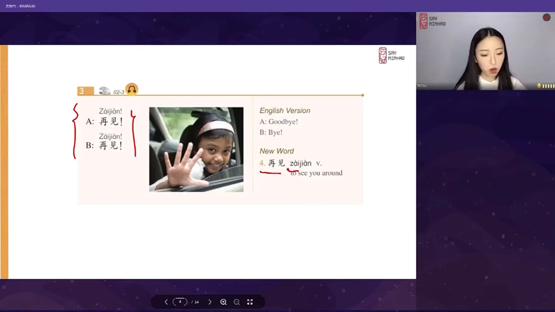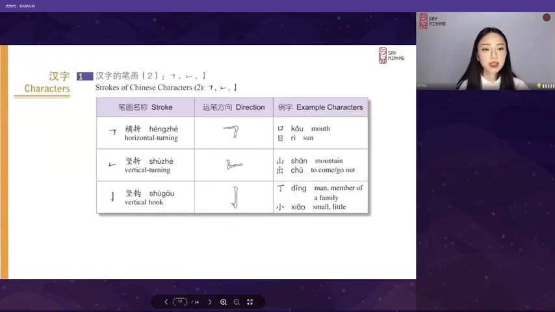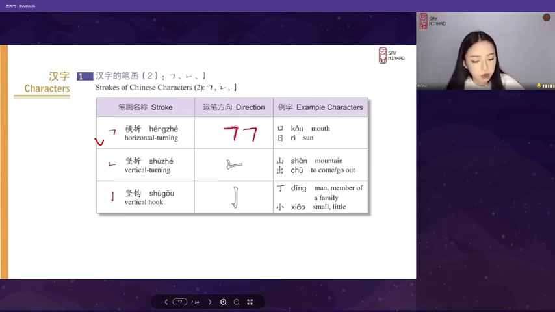Now let's move on to our new part, which is Chinese characters and strokes. Now we can see there are three new strokes for today. The first one is 横折, which means horizontal turning, this one. And the direction of writing it, writing 横折, horizontal turning, is first from left to right and then from top to bottom. Left to right, top to bottom. 横折, horizontal turning.